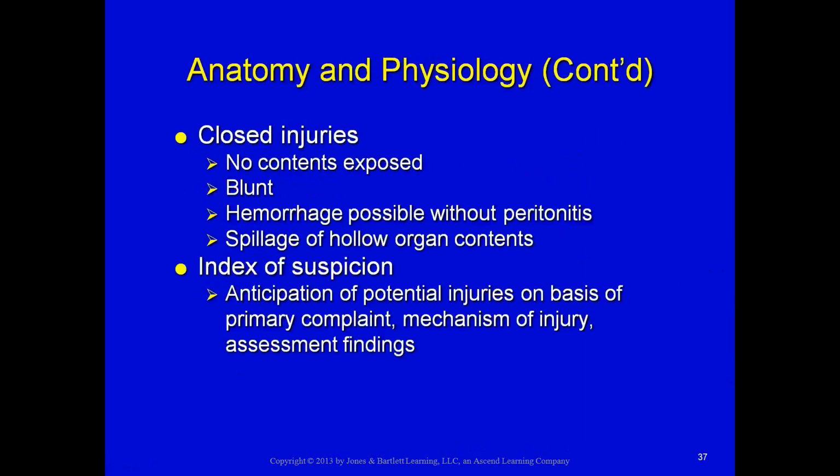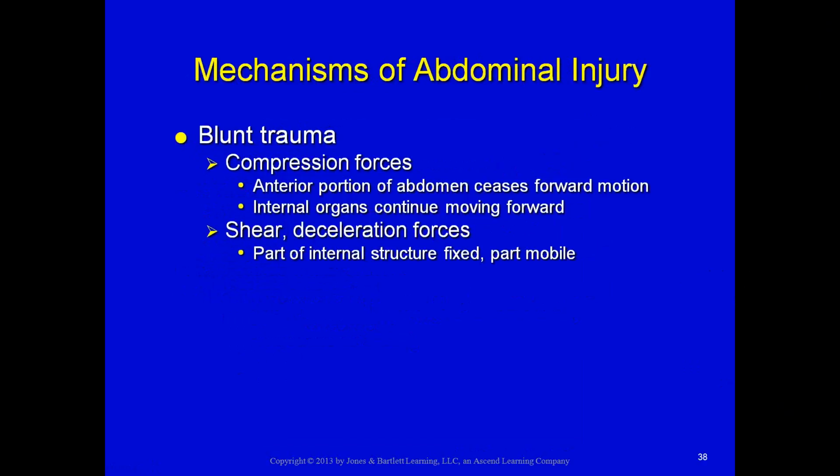Closed injuries, none of the contents are exposed to the open environment. You see those primarily with blunt trauma. Hemorrhage is possible without a peritonitis. The hollow organs are going to spill their contents. The solid organs are going to bleed. But when you're dealing with an abdominal injury, you should have a high index of suspicion for potential injuries of those organs, depending upon which quadrant the trauma occurred in.